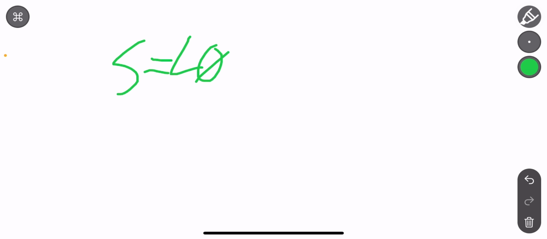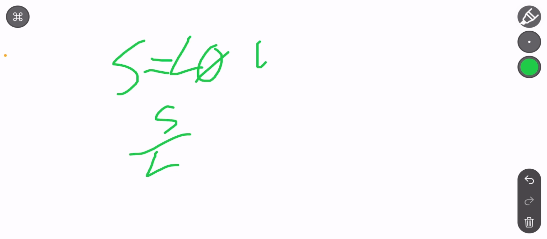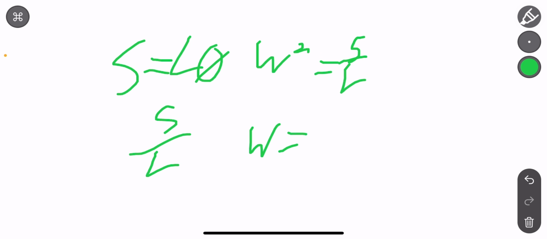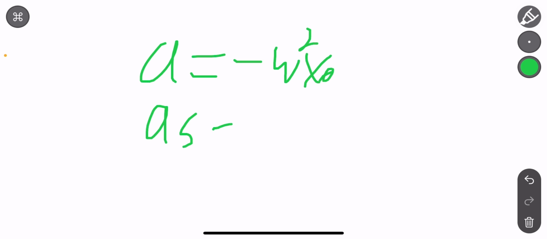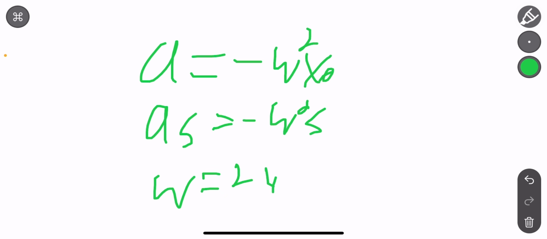Next up, we have s is equal to L theta, right? Just to remind you where this is from. Theta is s over L, and we know now that omega squared is equal to g over L. Now that we have that, let's go back to here that we left originally with a, right? Equals minus omega squared x, so a equals negative omega squared s, and omega equals 2 pi f. So now we have that.